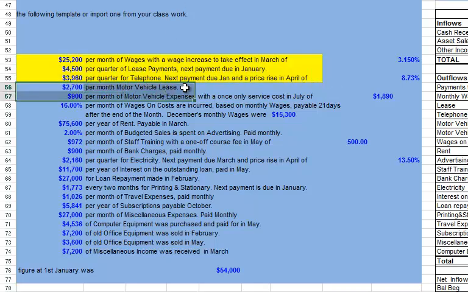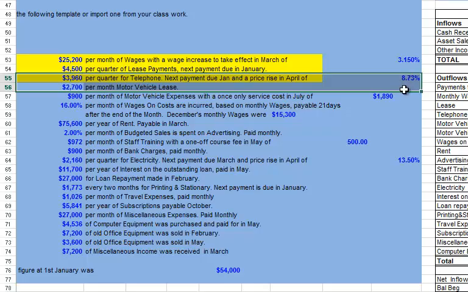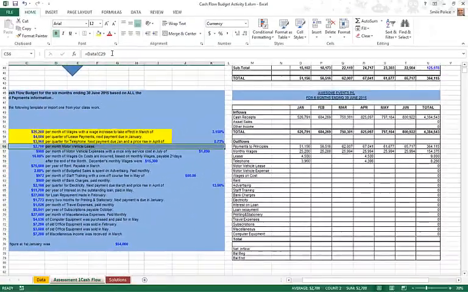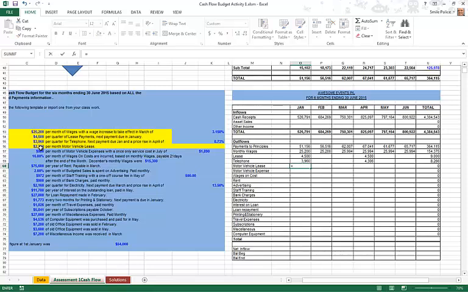And then per month, for motor vehicle, 2,700. And I can see there's nothing else there, so that's good. So that's just a straight equals motor vehicle expense. You can absolute that figure, put dollar signs. Motor vehicle is done. Next is wages at cost.